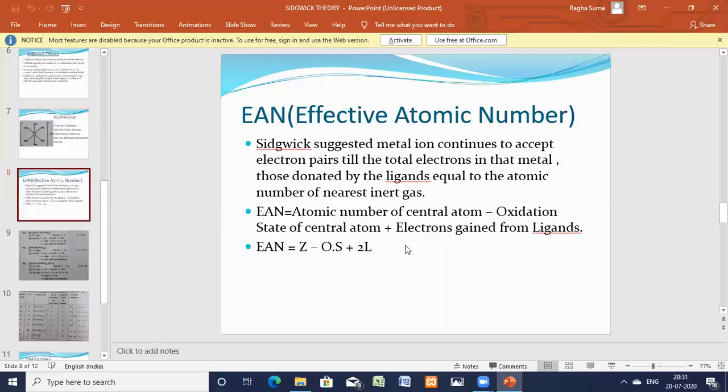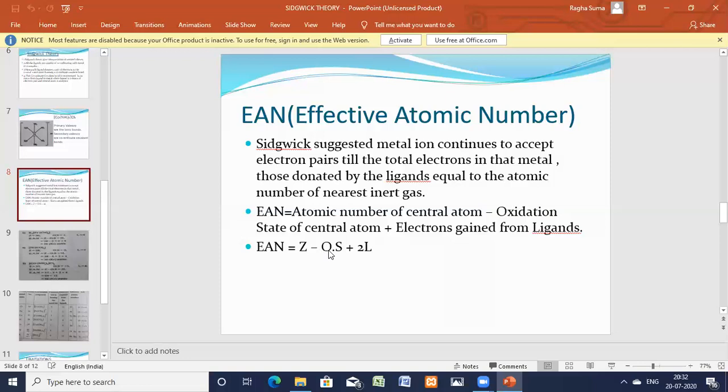So L is the number of monodentate ligands, or the number of electrons donated by the ligands. Z is the atomic number of the metal atom. OS is the oxidation state of the central metal atom. So L is the number of ligands, and each donates a pair of electrons.